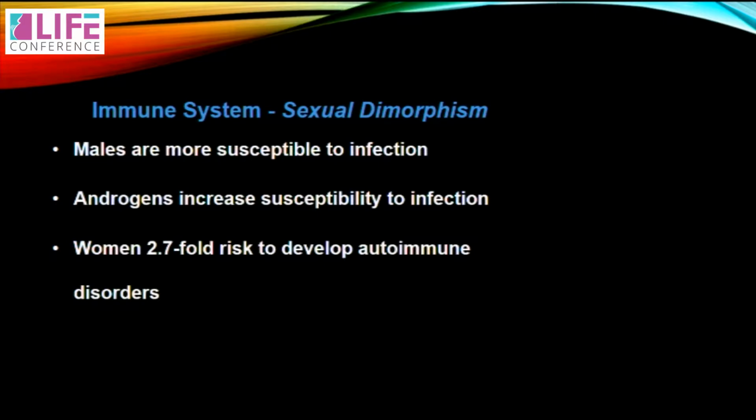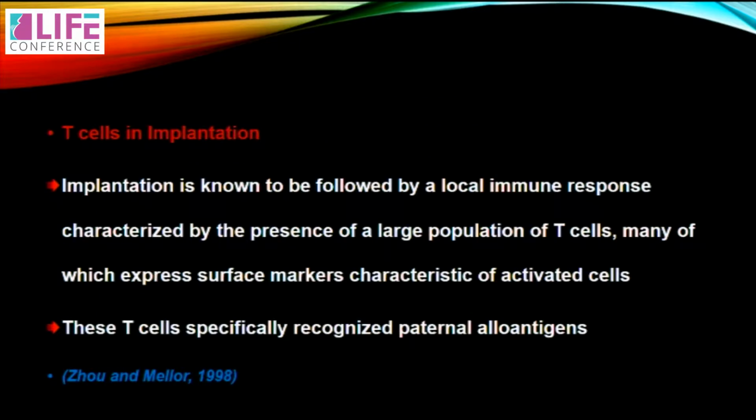The immune system and sexual dimorphism. Here as well, whilst the males are more susceptible to infection, females are not behind in terms of an autoimmune response. So they have a 2.7-fold risk to develop autoimmune disorders.